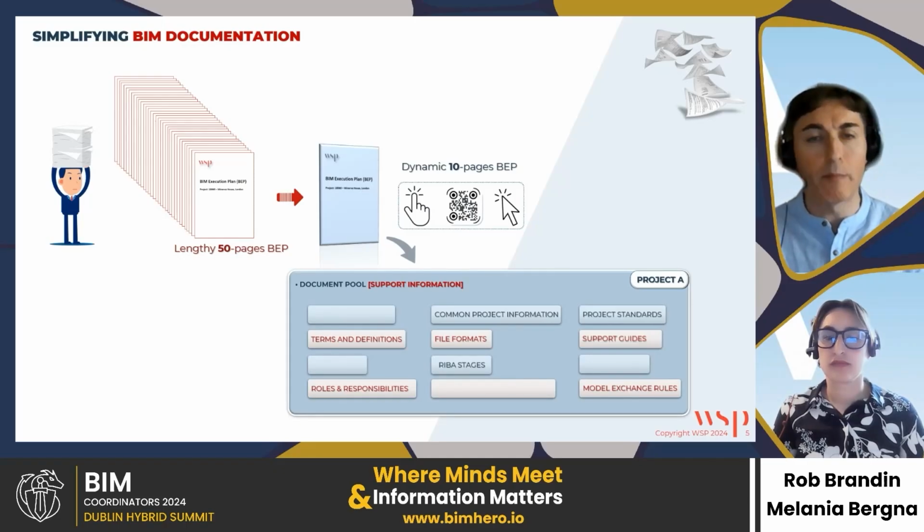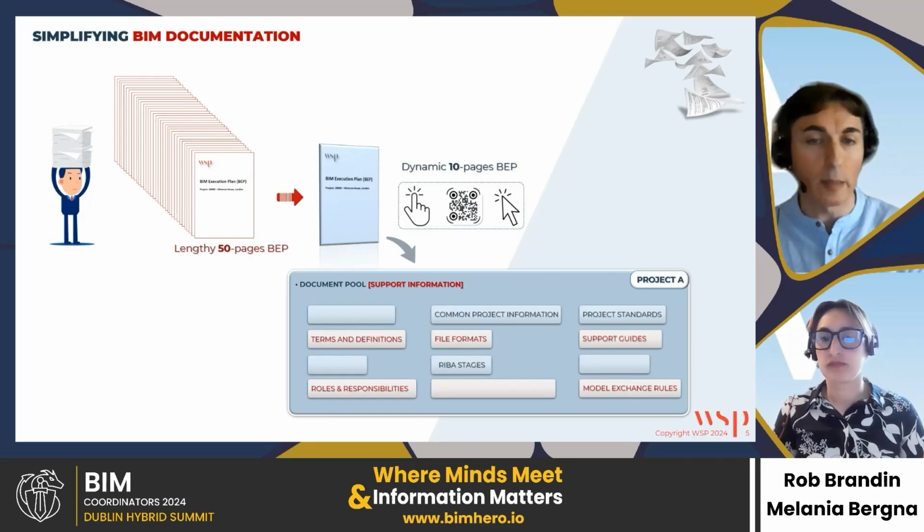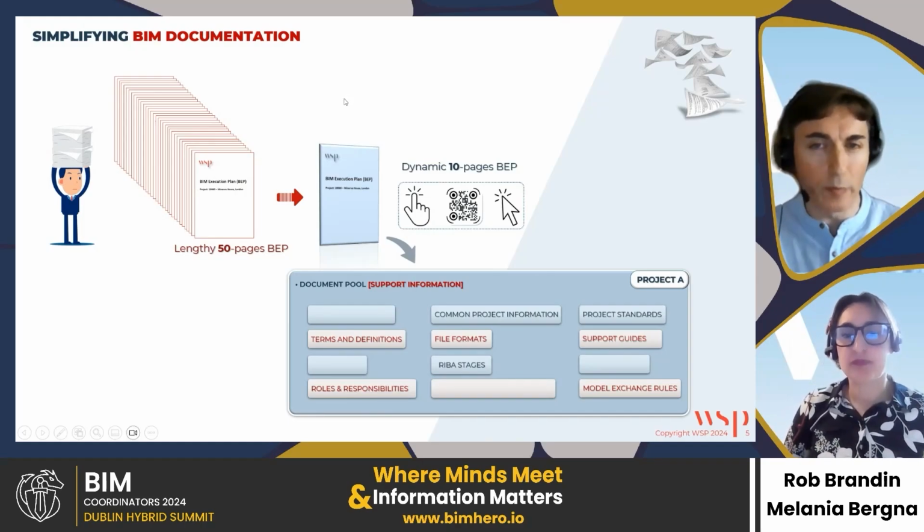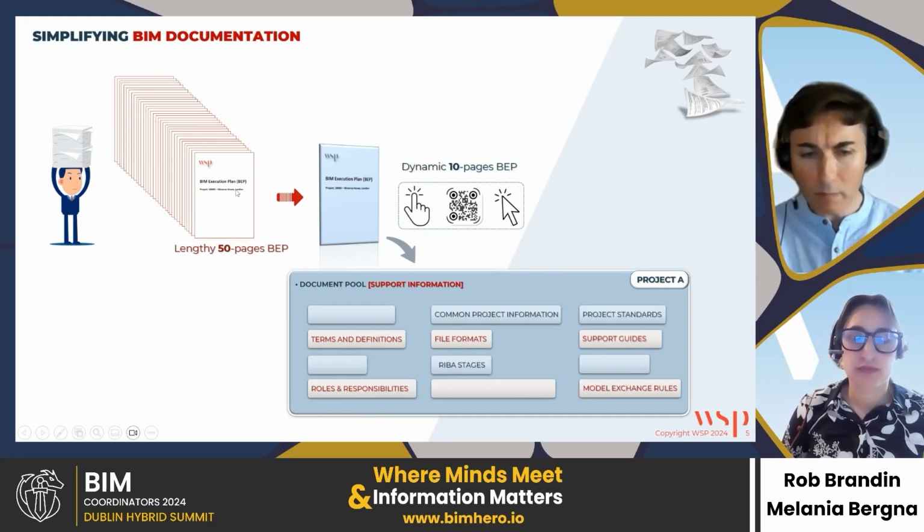This can be done through links, QR codes, and tooltips where you can hide information, and then you can hover over, click on the link, or scan a QR code, and you will get that information in a separate area. In this case, it's a document pool, which is usually in our CDE, where everybody is, so that these links are not tricky or difficult to manage.